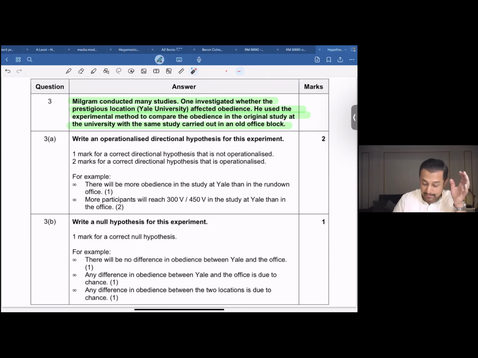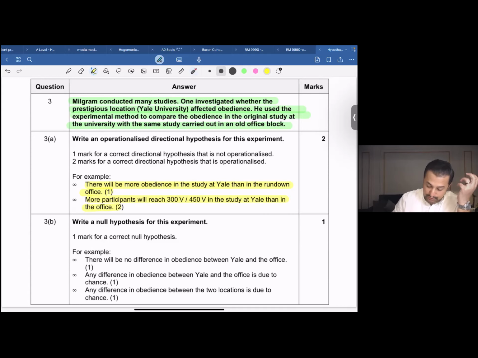He used the experimental method to compare the obedience in the original study at the university with the same study carried out in an old office block. Write an operationalized directional hypothesis for this experiment. Again, there will be more obedience in the study at Yale than in the rundown office. More participants will reach 300 volts, 450 volts in the study at the Yale University than in the office.